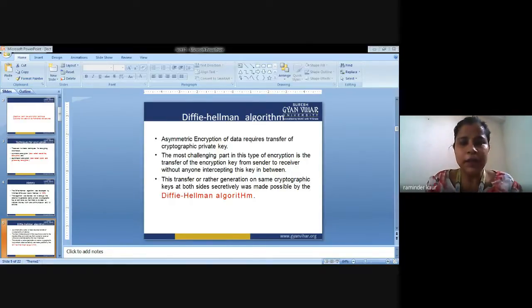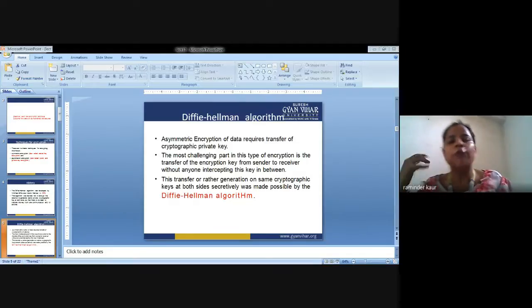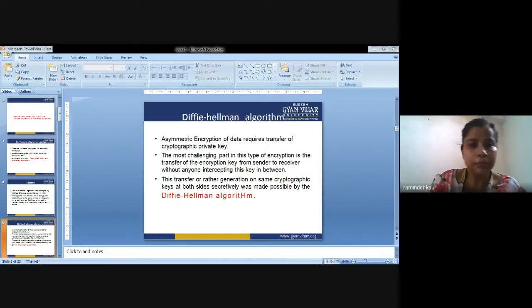What is basically the Diffie-Hellman key algorithm? Why are we going to study it? What is its objective? And which technology is used to handle it? It is public key cryptography. Two keys will be used.